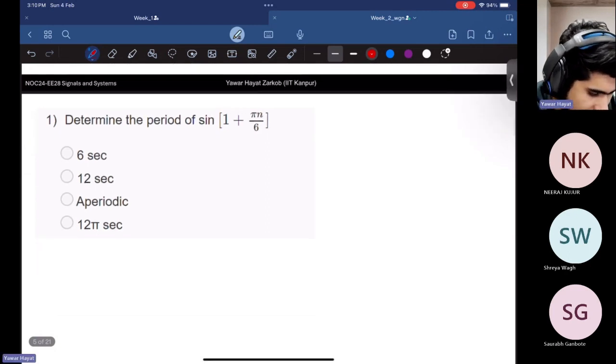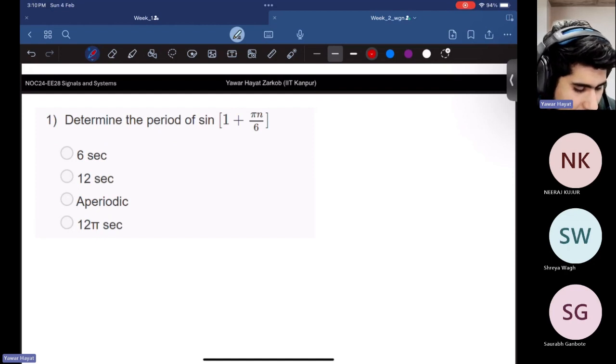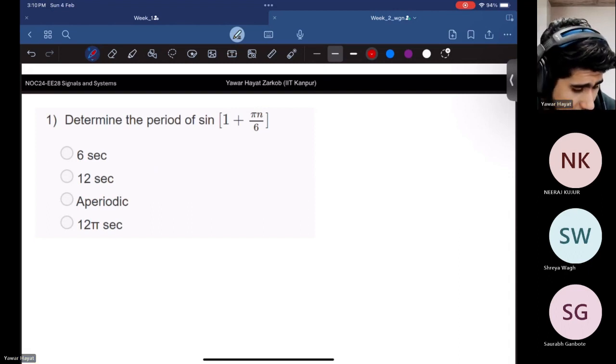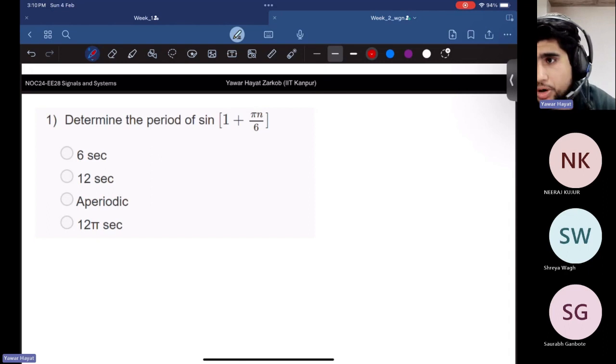With that, we have our first sample problem, and that is to determine the period of sine of (1 plus pi n by 6). Attempt this problem and let me know the answer in the chat. I will wait for a minute and a half.